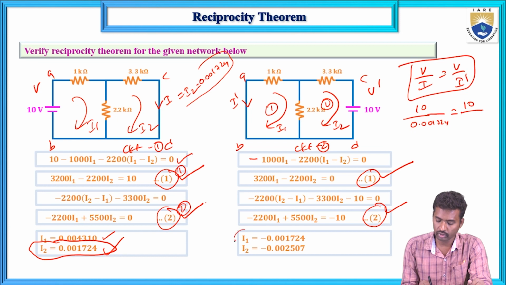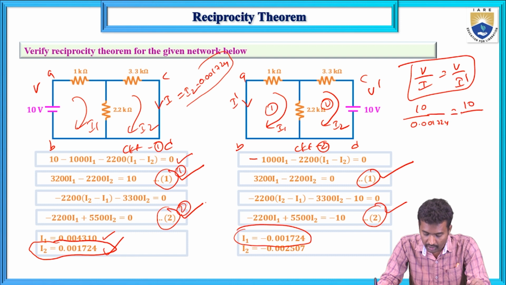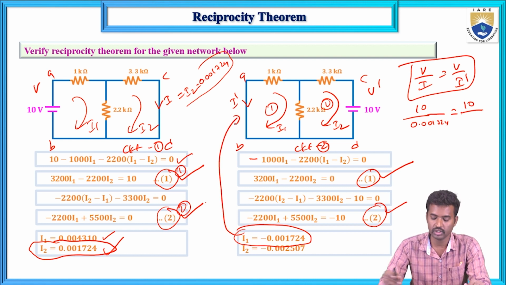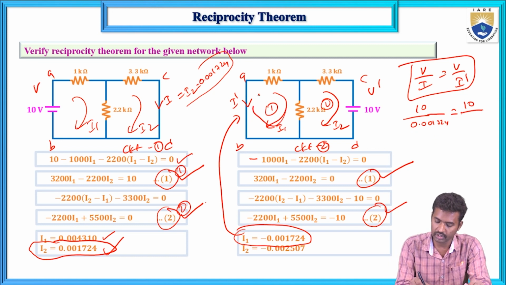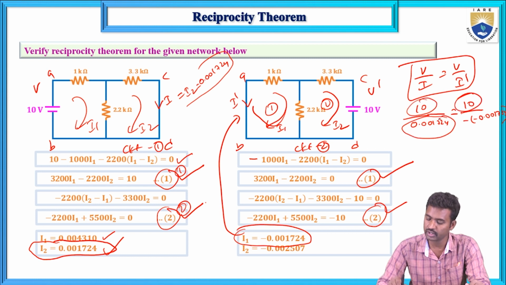If you solve that, you will get I1 current is 0.001724 and I2 current is minus 0.002507. Now this current is a response current, that is minus. This is the upward current and this is the downward current. So the response current is minus of minus 0.001724. This one.